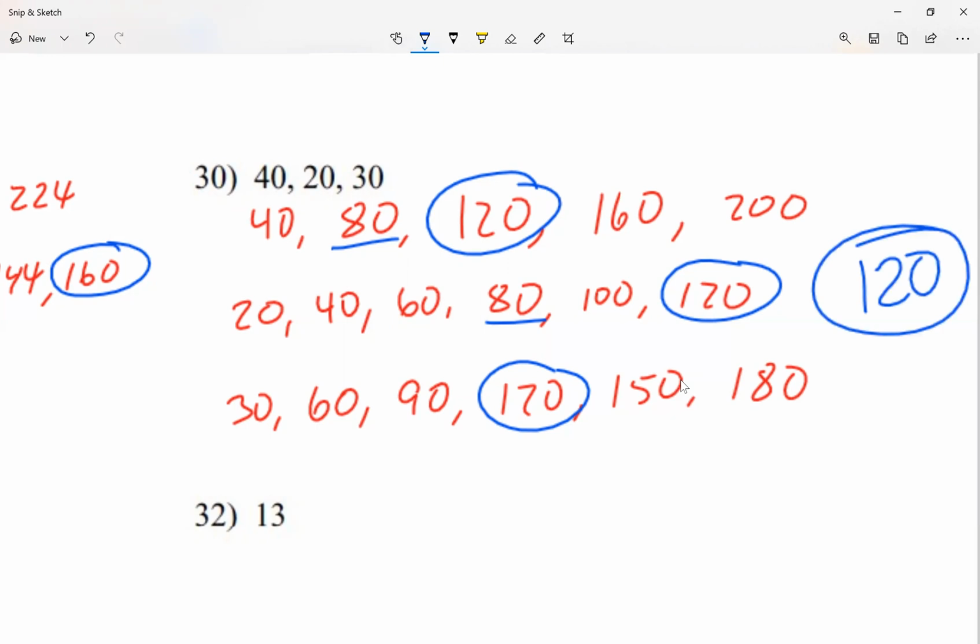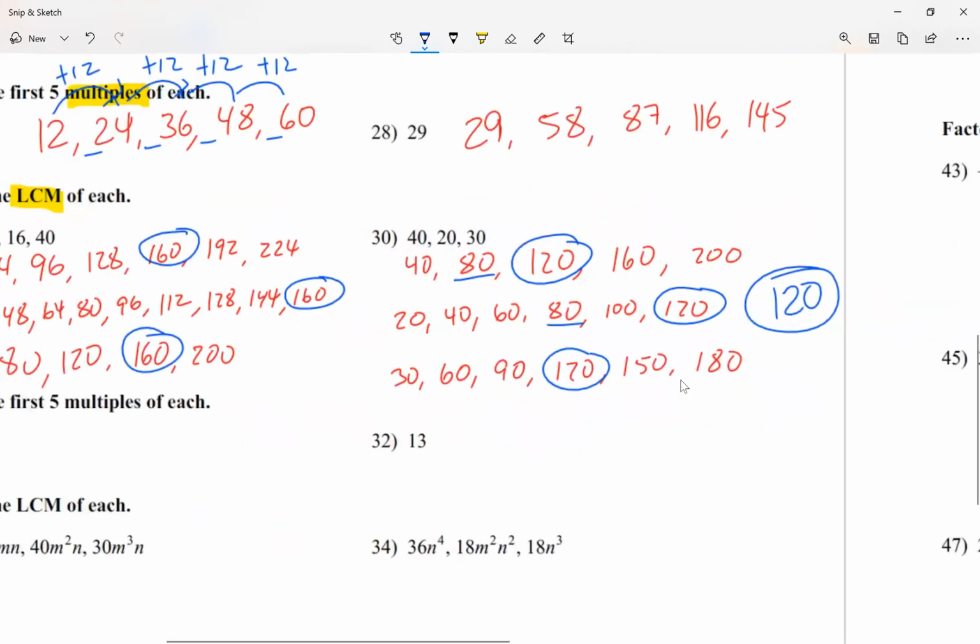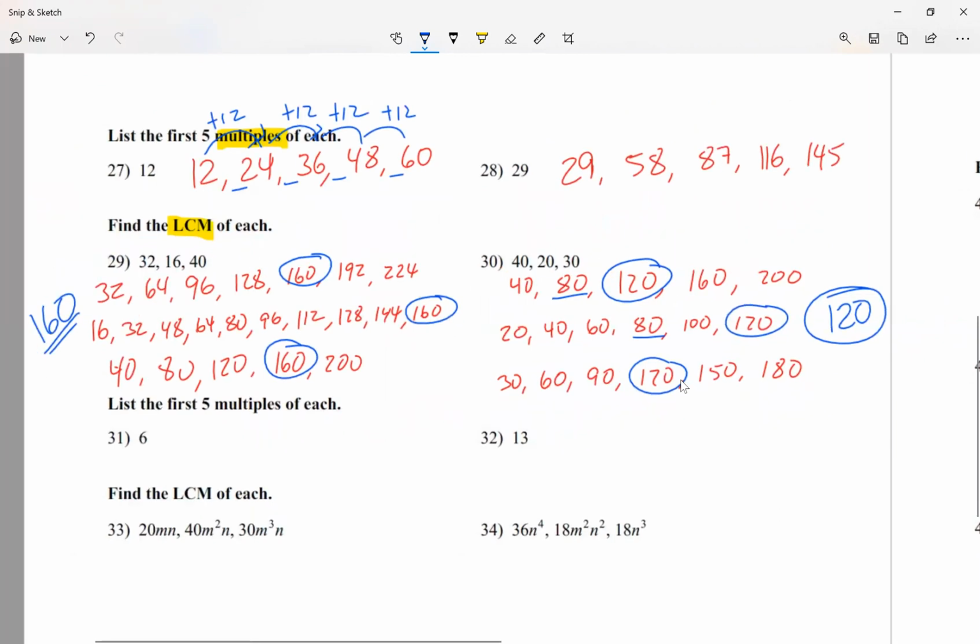Remember, LCM, least common multiple. From the common multiples, I'm looking for the smallest. Okay, so there it is. You guys can see it. That's what we did today.